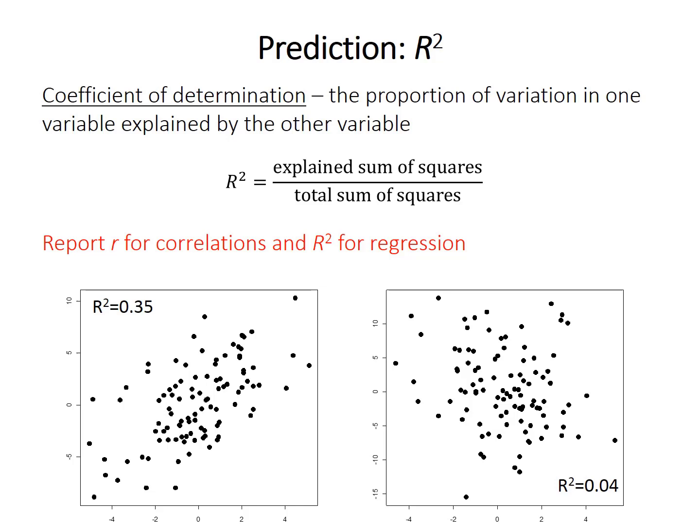So R squared is the square of the correlation coefficient R, but you should be careful to report R for correlations and R squared only for regressions. Don't mix up the two. R goes for correlation, R squared for regression.